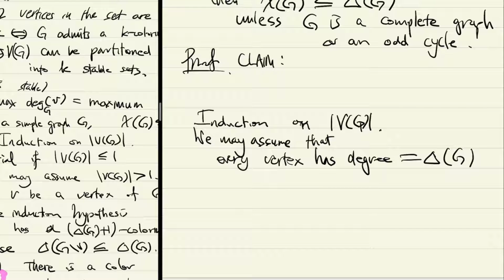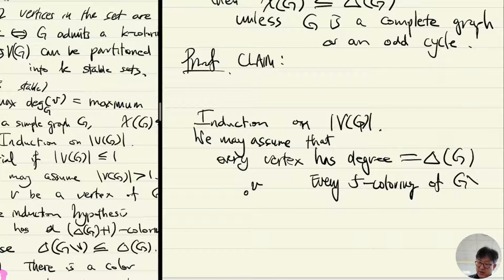All right, so we can assume that every vertex is degree delta, and now I have a vertex V. And we can also assume that every coloring of G delete V has the property that, no, not coloring. What is that? So okay, let me write this way.